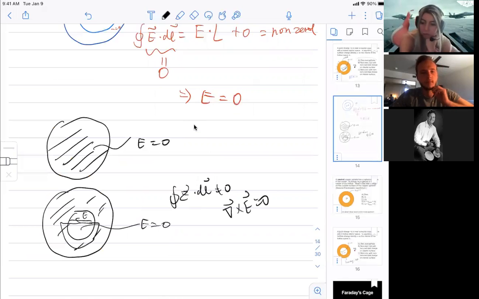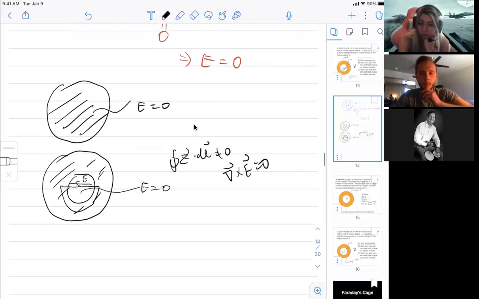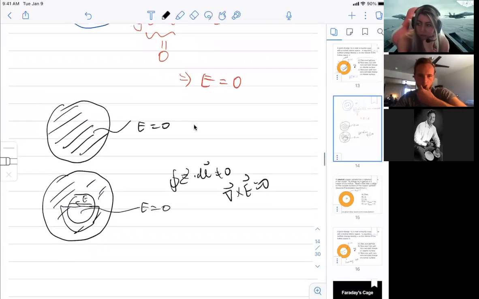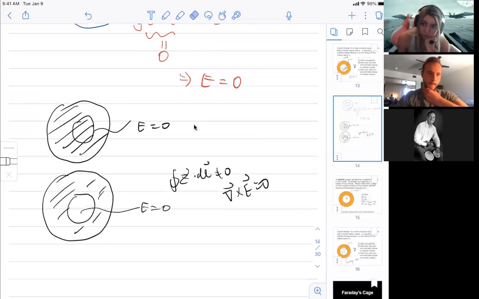Another way to look at why the hollow area is zero: okay, E is zero here throughout. Now the only difference it makes, you dug a hole in the middle, you removed a piece of material, but you removed the total amount of zero charges. You shouldn't have changed the E field, right? So E should still be zero inside the hollow area.